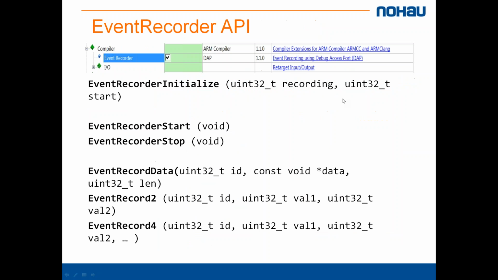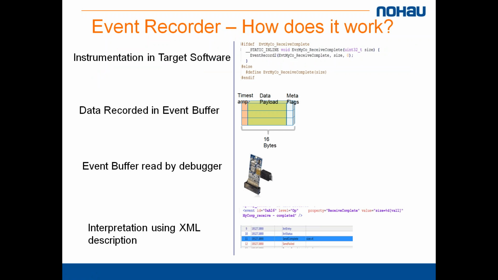So let's show you the API. The event recorder is a small piece of software that you need to add to your project, and it's in the menu here, so you just tick the box, and then you will get an API, so functions which you can use. You need to initialize the event recorder, you can start and stop it, and then you have 3 functions where you can pass messages to the event recorder buffer. So how is this working? We need to do some instrumentation in the target software. In this example, I have a function which is called receive complete, and it has an input parameter of size. When this function is called, and if it's turned on, I will pass 2 words to the event recorder buffer.